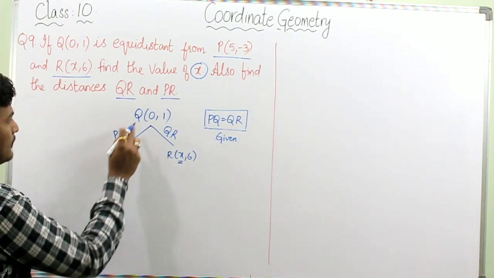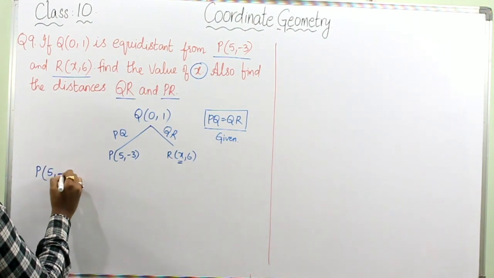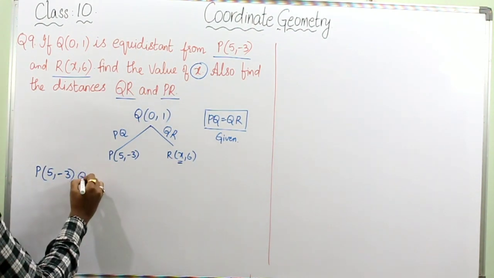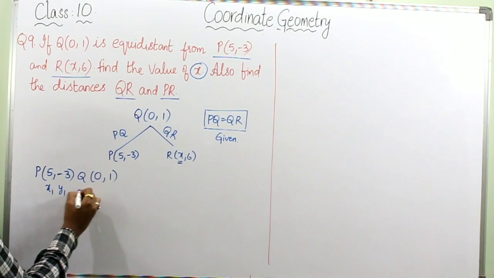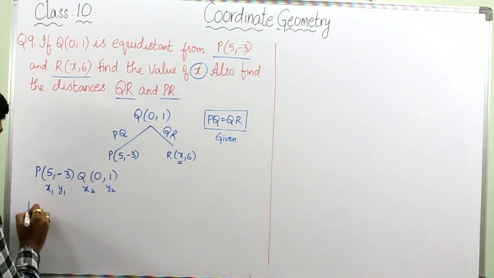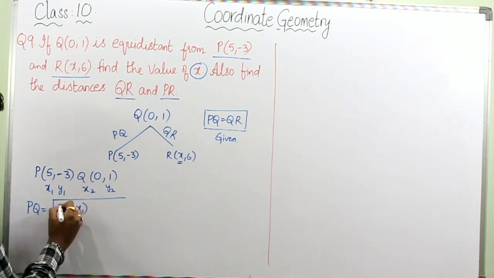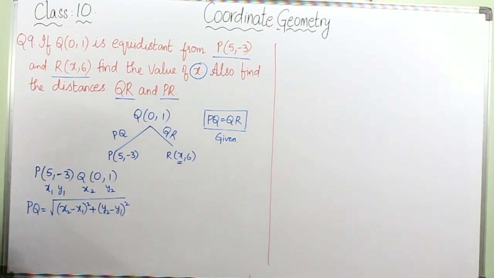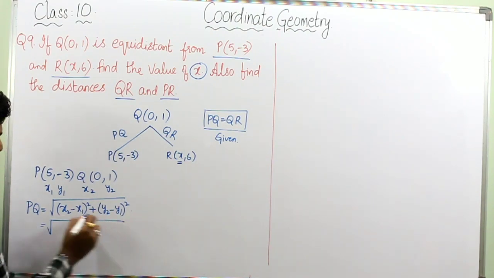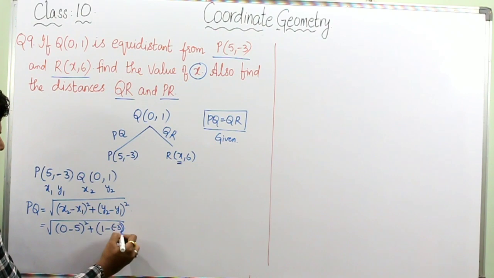So for that, let us find PQ, by considering the point P as (5, -3) and Q as (0, 1). Name these as x1, y1, x2, y2. So now the distance between 2 points is given by the square root of (x2 minus x1) whole square plus (y2 minus y1) whole square. So now let us substitute these values: (0 minus 5) whole square plus (1 minus of minus 3) whole square.